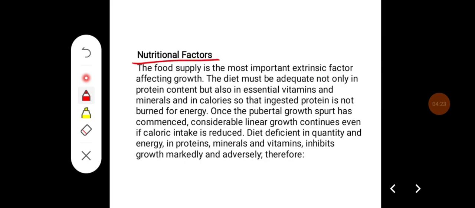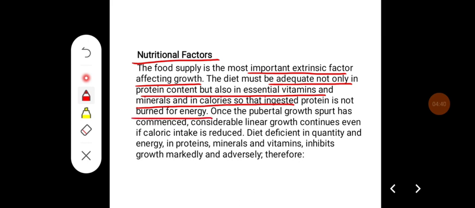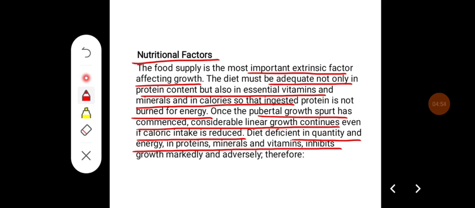Nutritional factors. The food supply is the most important extrinsic factor affecting growth. The diet must be adequate not only in protein content but also in essential vitamins and minerals and in calories, so that ingested protein is not burnt for energy. Once the pubertal growth spurt has commenced, considerable linear growth continues even if caloric intake is reduced. Diet deficient in quantity and energy, in proteins, minerals, and vitamins inhibits growth markedly and adversely.